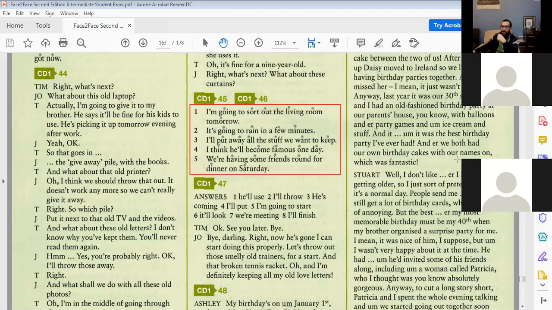It's going to rain. Yes. In a few minutes. Number three. I'll put away all the stuff we want to keep. You also forgot that, I think. Number four, I think he'll become famous one day. Yes. So it's not you'll, Malak, it's he'll. But will not with I. Correct. With he. So you're closer.